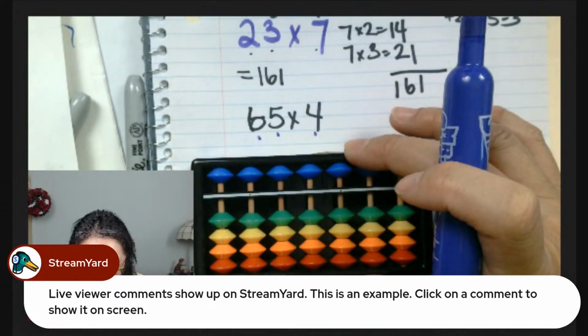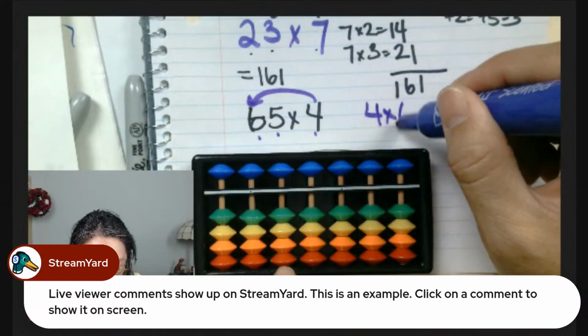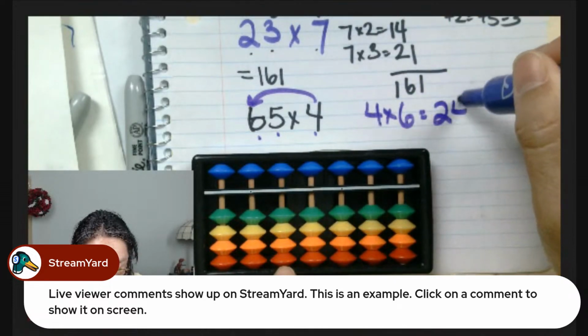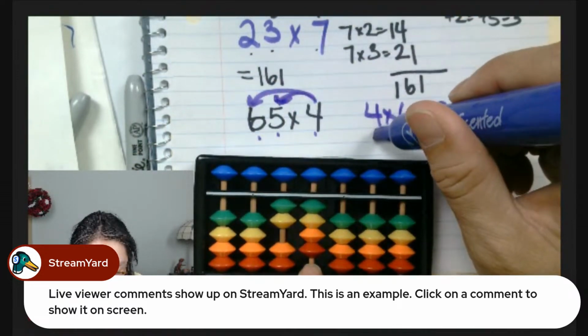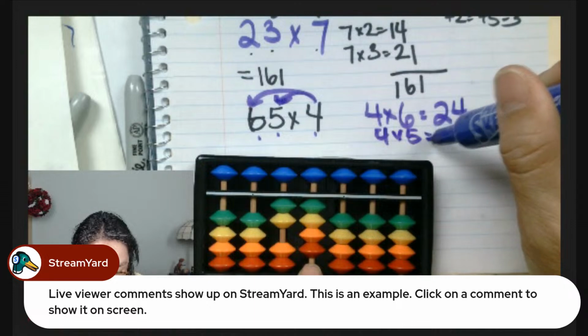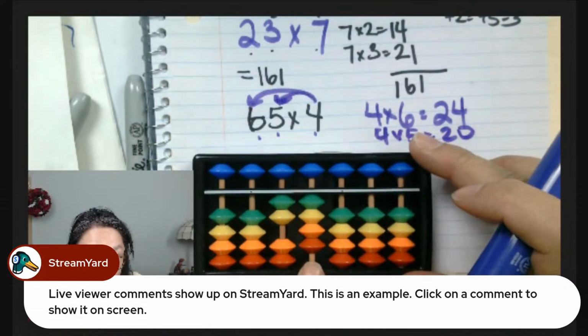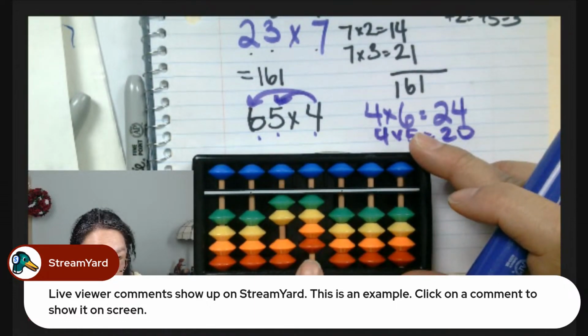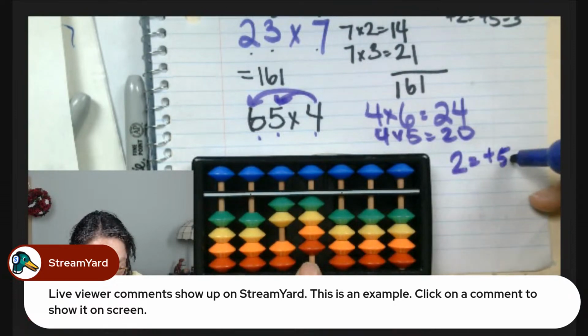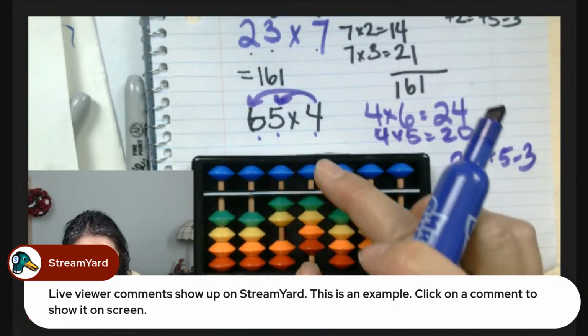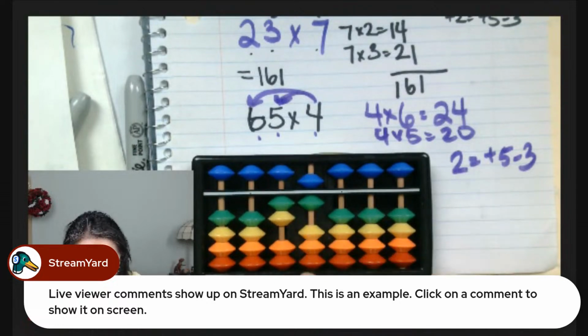So the first thing we're going to do is 4 times 6 is equal to 24. We know this. We add 2, we add 4. And then what do we do? 4 times 5 is equal to 20. Again, we don't have enough beads to add the 2. So 2 is equal to plus the 5 minus 3. So I'm going to plus the 5 and take away the 3. And my final answer is 260.